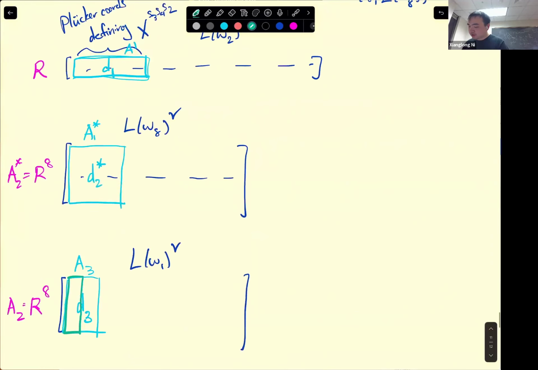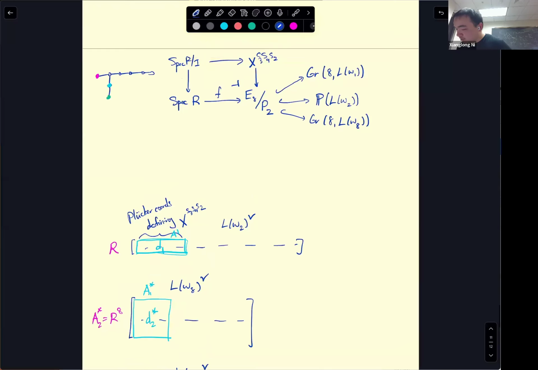So here I have an R-point of E8 mod P2, but I can lift it to a point of E8, because R is a local ring, so I have no problems doing this. For instance, Spec R, this R-point of E8 mod P2, lands in some open Schubert cell, and I can lift any open Schubert cell non-canonically to the group itself.